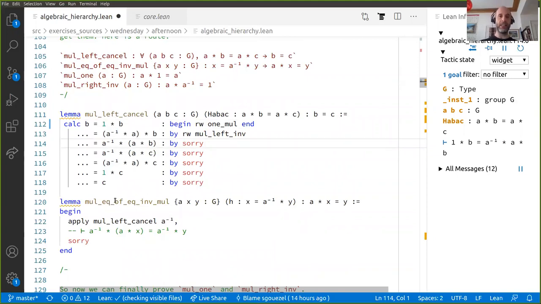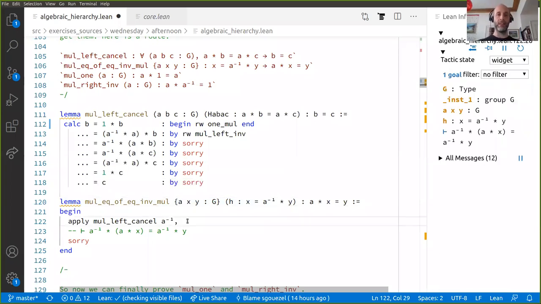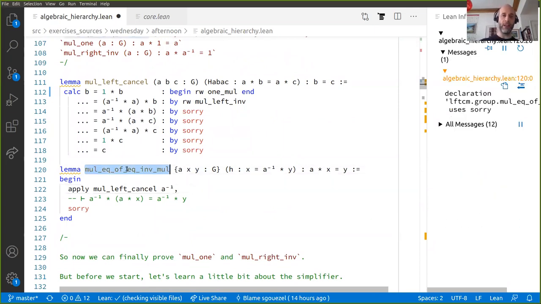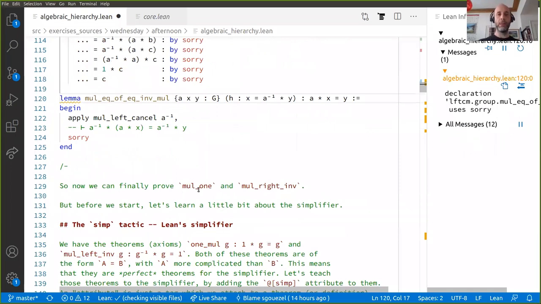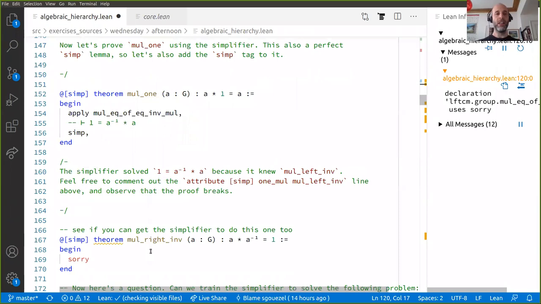And then the other key thing we need is mul_eq_of_eq_inv_mul. We need to know that if x is A inverse times y, then A times x is y. And the proof of that uses mull left cancel, and then it's not so difficult. And armed with that, we can finally prove mull 1 and mull right inv. And so that's what we do next. And then you see things get much easier.